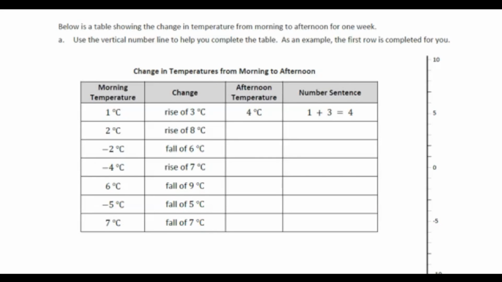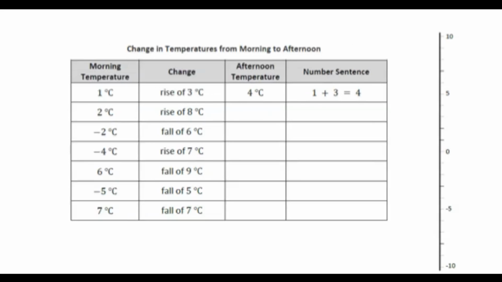It reads, below is a table showing the change in temperature from morning to afternoon for 1 week. Use the vertical number line to help you complete the table. As an example, the first row is completed for you. So if we look at this table, we notice that the first column gives us the temperature in the morning. In the second column, we're given how much that temperature changed, and we're expected to find the temperature in the afternoon, as well as write it as a number sentence.